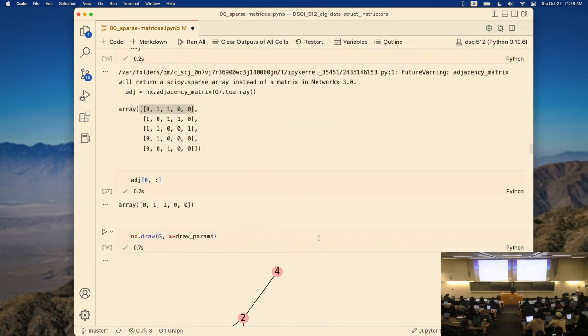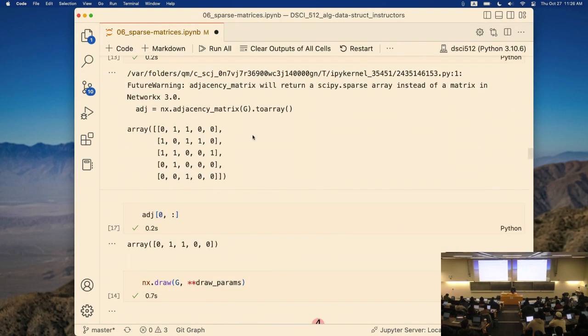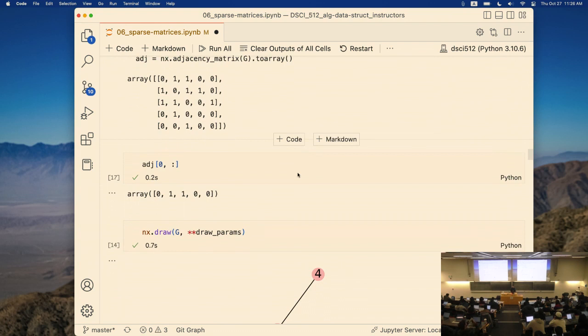All right, one other question. Why is this matrix symmetric? Right, because it's an undirected graph, it means that if node 0 is connected to 1, 1 is also connected to 0, so it would be symmetric. But if it's a directional graph, we can imagine that we can have different values on the different sides of the matrix. Yes?